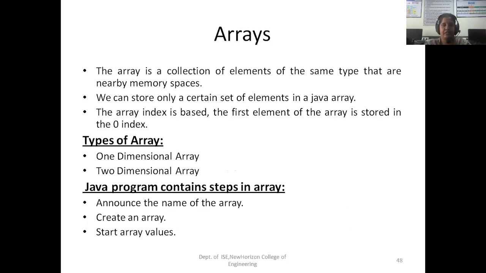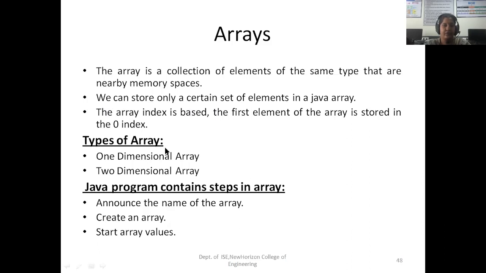Now we will come to our non-primitive data type, which is arrays. Already you have known the definition of array. The definition is not changing with respect to Java and all. So the same definition: an array is a collection of elements of the same type placed in nearby memory spaces. We can store only a certain set of elements in a Java array. And another one, you were told that the array is index based and the first element of the array is stored at the 0th index.